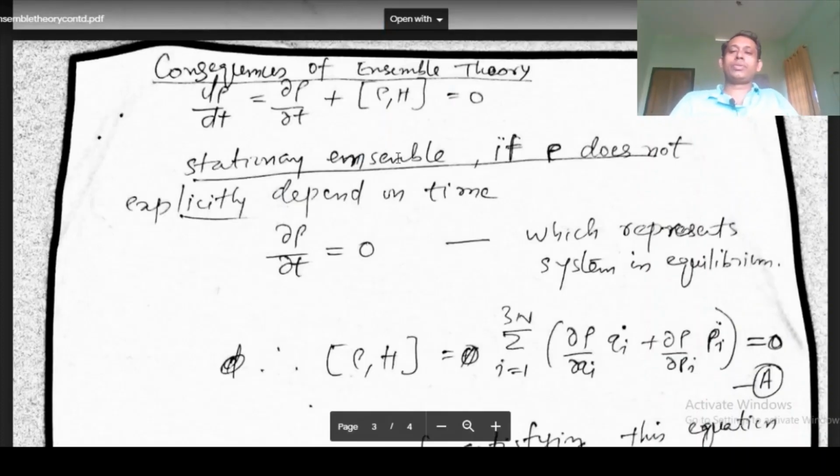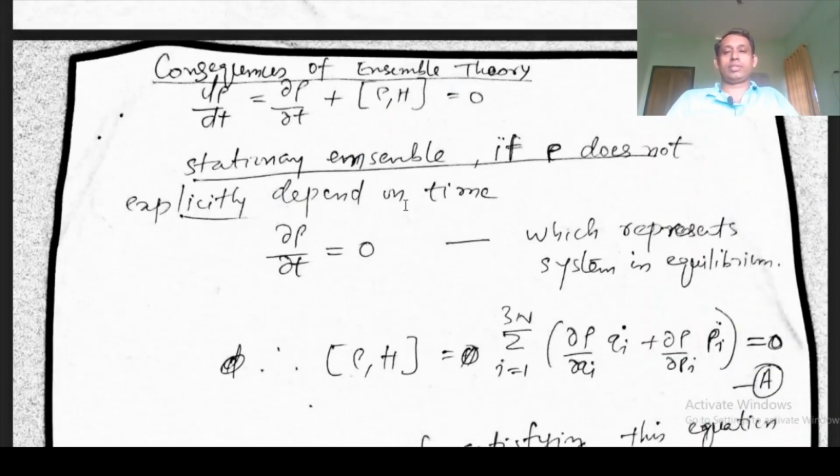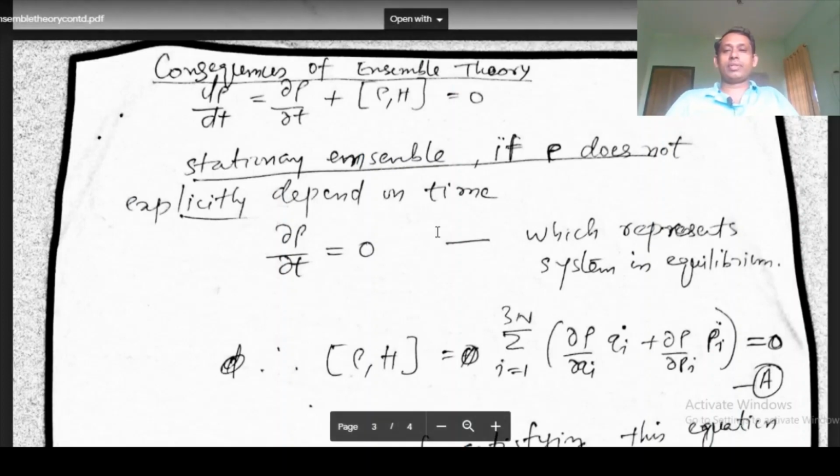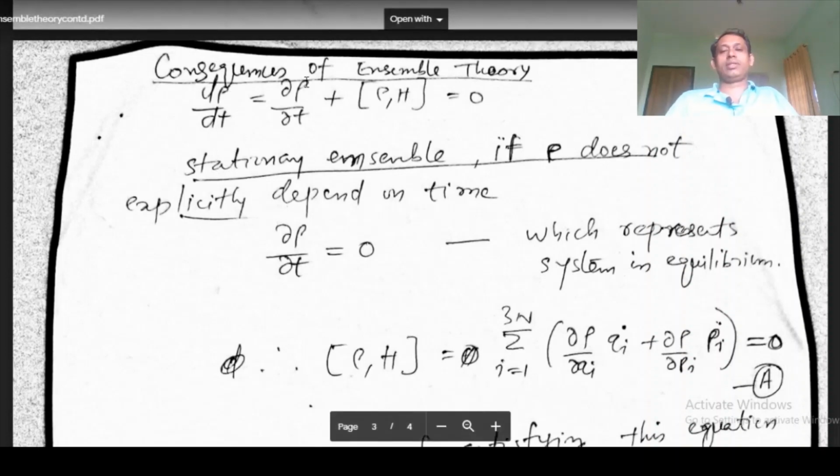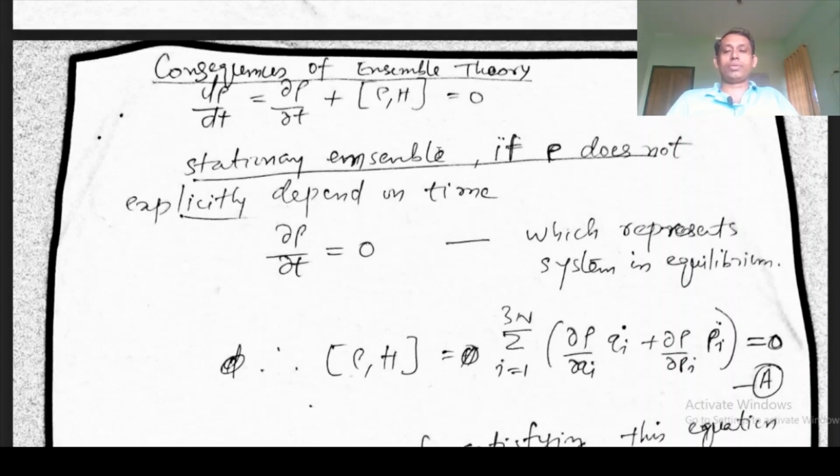Now we have to see the consequences of this Liouville's theorem. So we know this is Liouville's theorem: d rho, the total time derivative of the density function, that is the partial derivative of rho with respect to time, plus the Poisson bracket of rho and h, that is equal to 0. So this is what Liouville's theorem is.